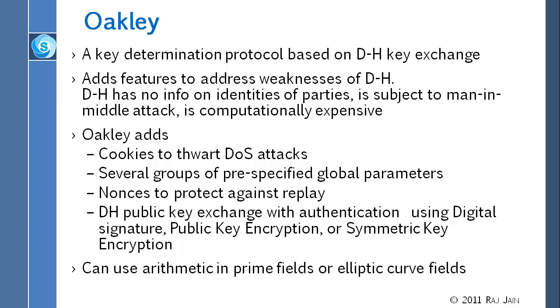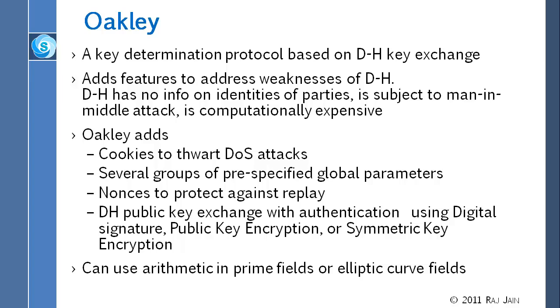And denial of service is removed by having cookies. And then several groups of pre-specified global parameters. So what is that? Basically, when you want to do Diffie-Hellman, if you remember Diffie-Hellman, you had a number G, which was the global number, and you raised it to some power, and you sent that value, right? Nobody can determine the power because nobody can take the log. But everybody knows G, and everybody knows G raised to A, whatever number you selected. Right? So that G number is a big number, and so how do you find that number?